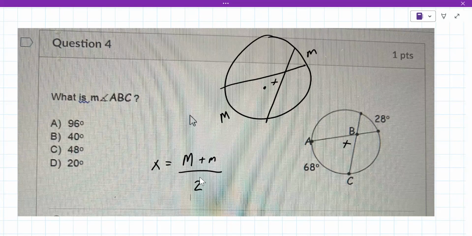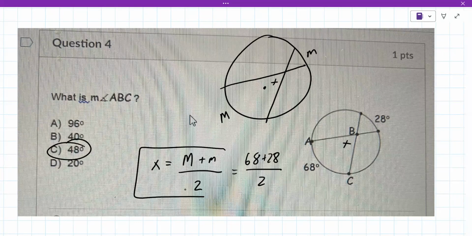Okay, I got 47. Oh, wait. So that's not one of the answers. Okay, wait. I put in the wrong number. I got 48. Okay, that is correct. Good. All right, so that's a formula you have to remember. You might want to have the diagram as well, because it's a little bit different than maybe you're used to.